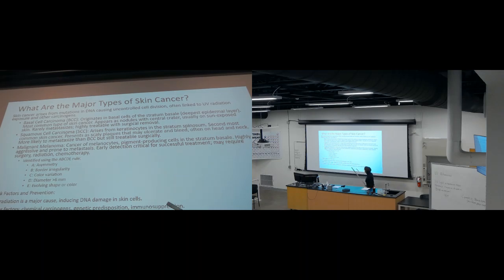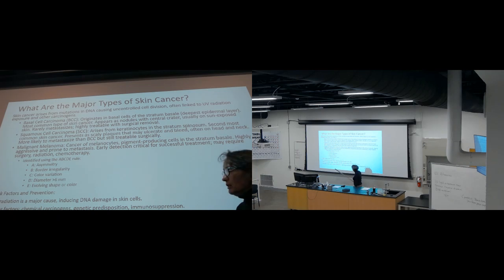Now, we have another type, which is malignant melanoma, in which you have melanocytes that are mitotic. This is the most aggressive type of cancer that there is in the skin, so it gives you metastasis right away. Early detection is needed for increasing the survival of the patient. So it's treated with surgery, radiation, and chemotherapy.